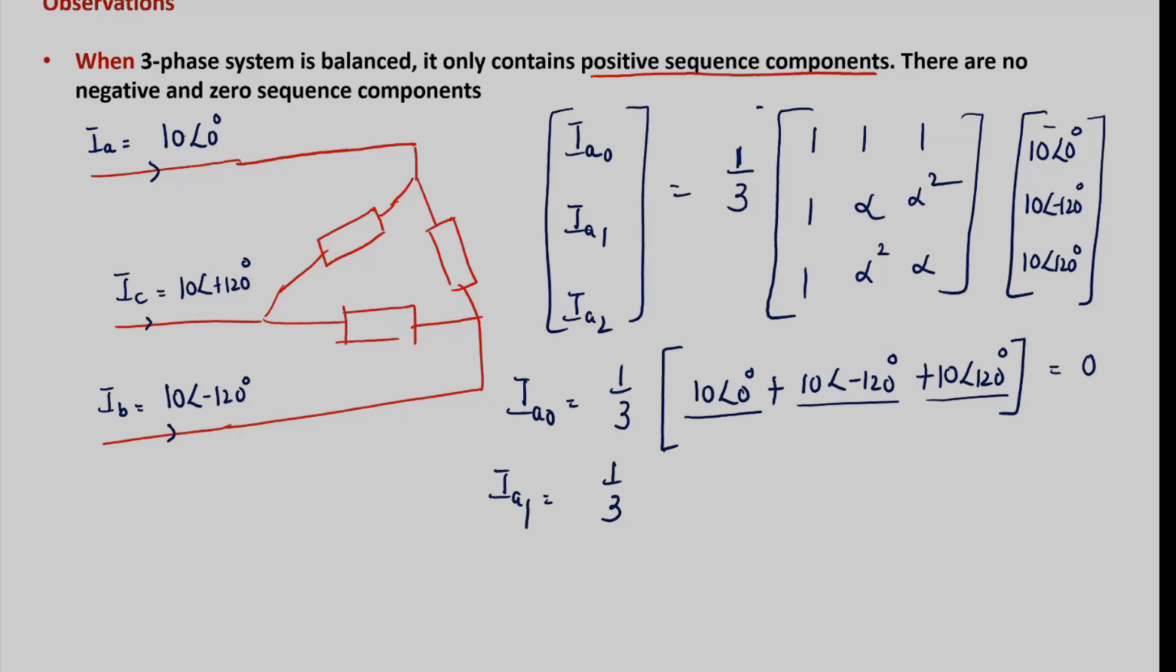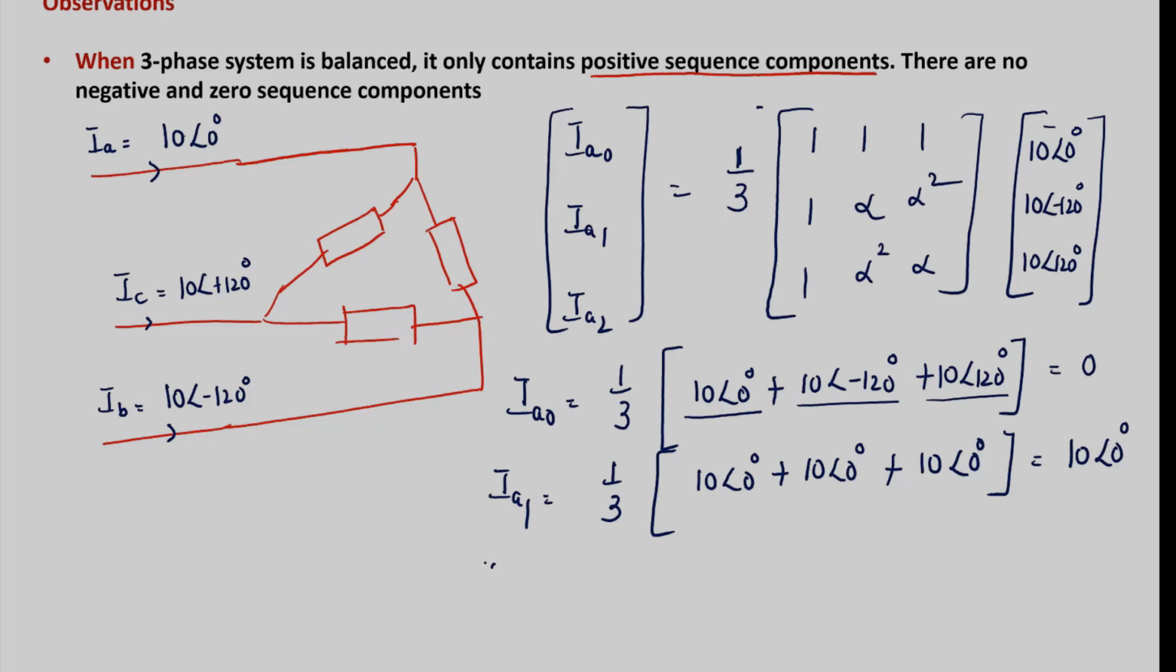IA1 is 1 by 3 into 10 at an angle 0. Alpha means 1 at an angle 120. 1 at an angle 120 multiplied by 10 at an angle minus 120 will become 10 at an angle 0. Then it is alpha square. Alpha square means 1 at an angle 240 multiplied by 10 at an angle 120, it will become 10 at an angle 360, which I can write as 0 degrees. So it is going to get only 10 at an angle 0.